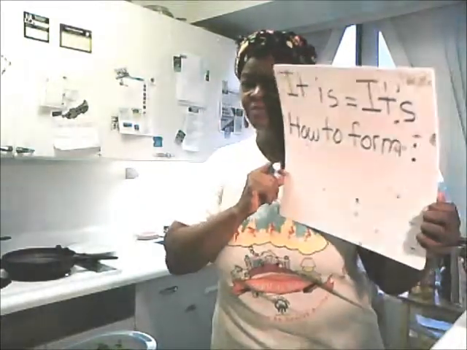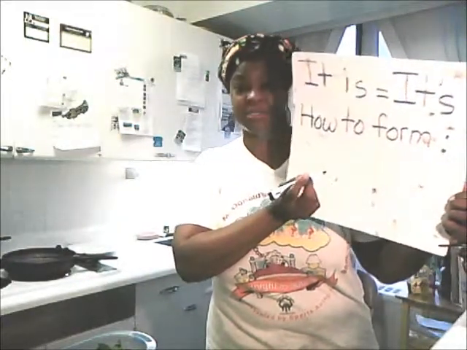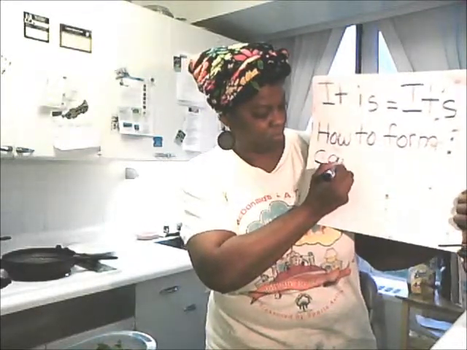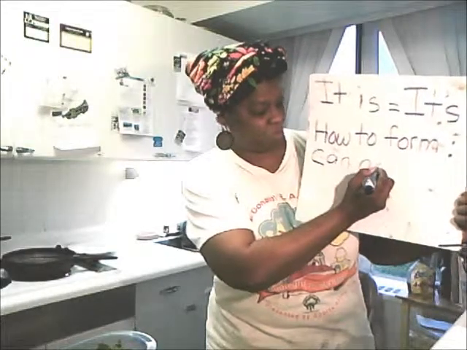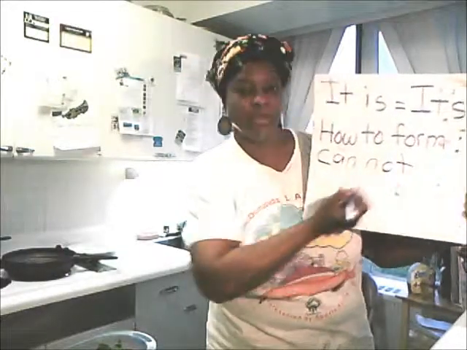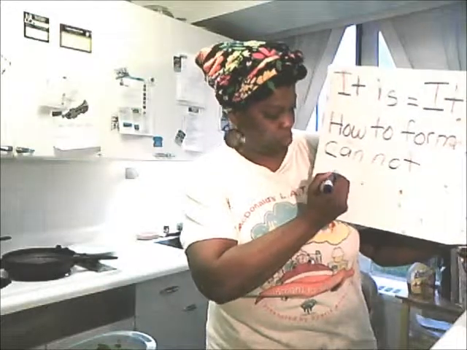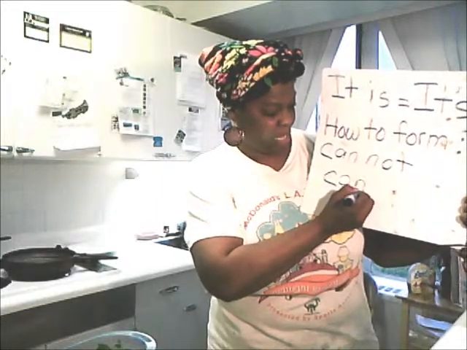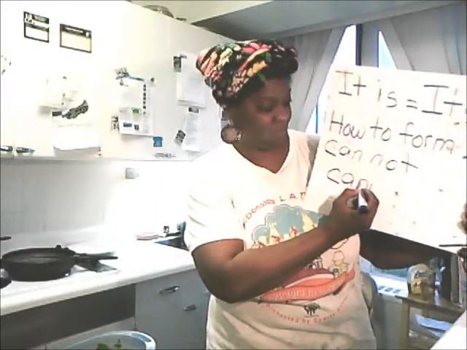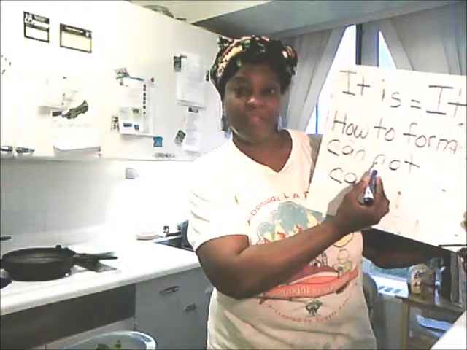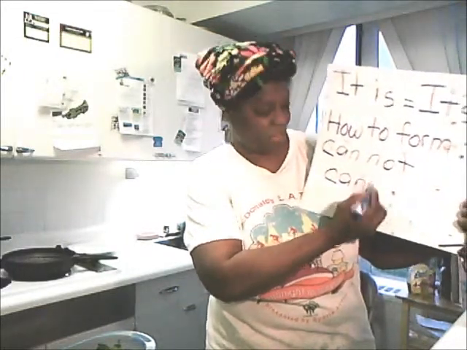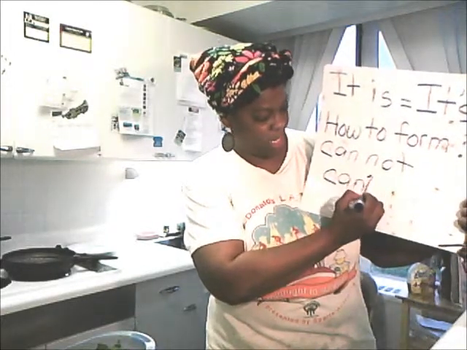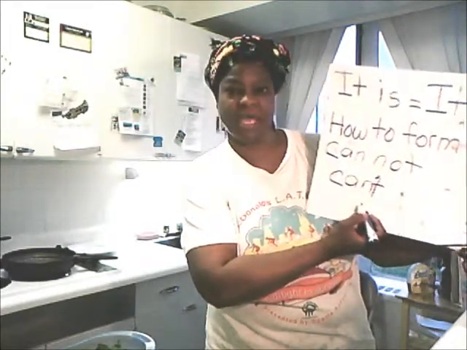For instance, let's look at the contraction can't. Like I said before, we have can, not. Two separate words. To form this into a contraction, you keep the word can, C-A-N, you drop the letters N and O in the word not, you add an apostrophe, and then you add the T in not. And you have the word can't.